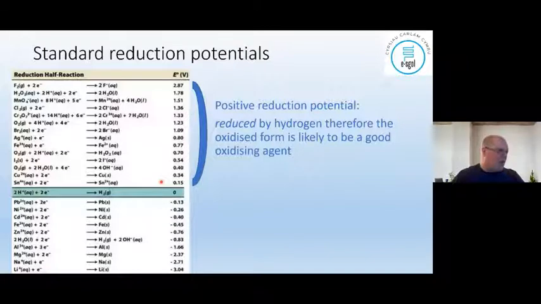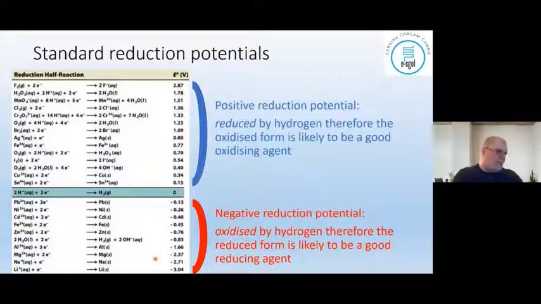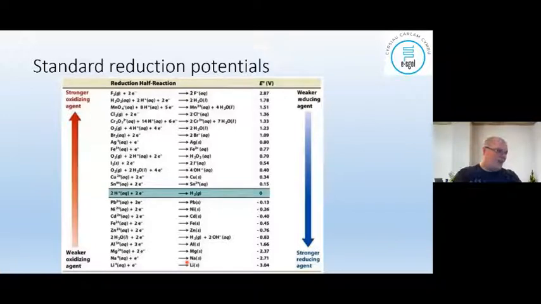Obviously the higher these values, the better oxidizing agent they're going to be, which of course means that if you've got a negative value compared to hydrogen, you're going to have them oxidized by hydrogen, and so they're likely to be good reducing agents. But these values are not used to determine whether something is an oxidizing agent or reducing agent, although you can see from this particular slide that it can be used for that purpose. It's more likely used to calculate the cell EMF.